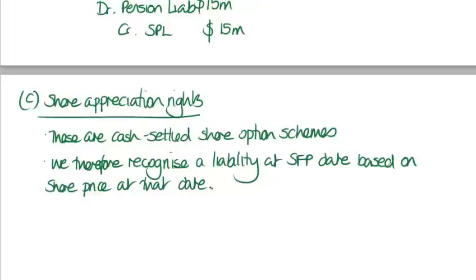So let's just read about what's happening here. All of the rights vest after 2 years service, and they can be exercised during the following 2 years up to the 31st of May 20X4. The fair value of the right at the grant date was $20. Now, if it was an equity settled scheme, we would just be using that figure of $20. But this is a cash settled scheme.